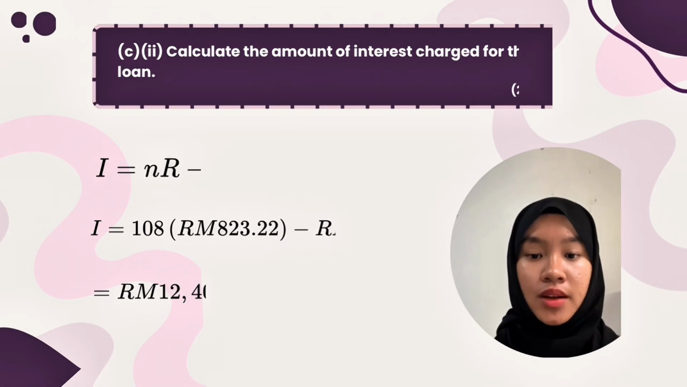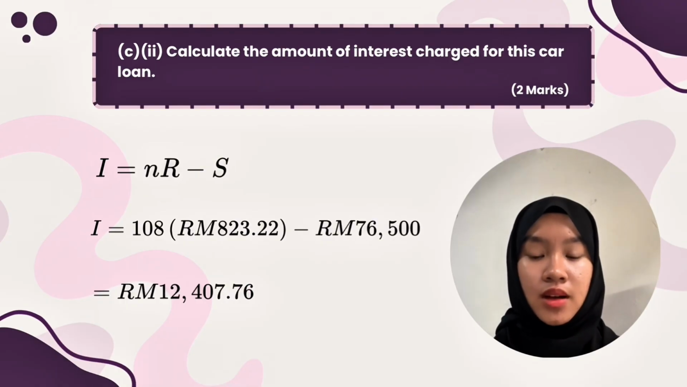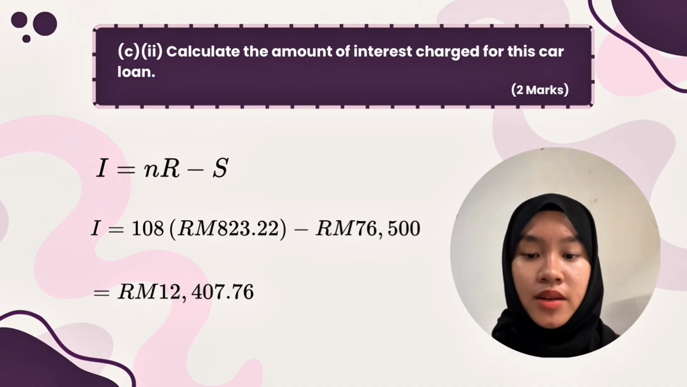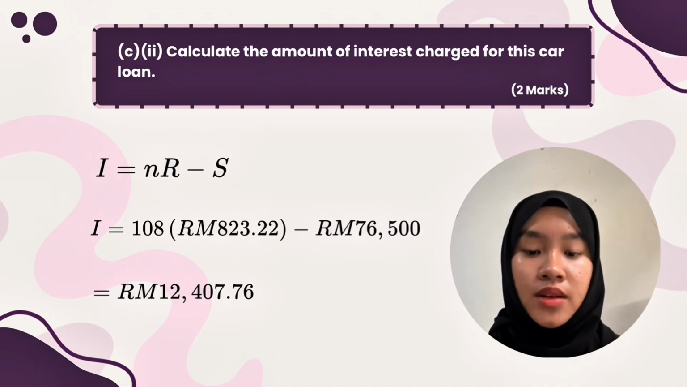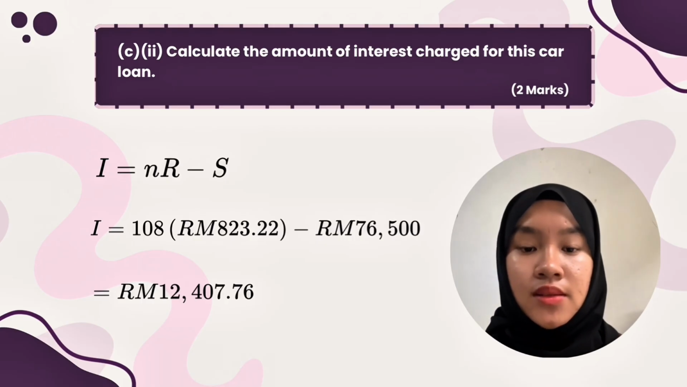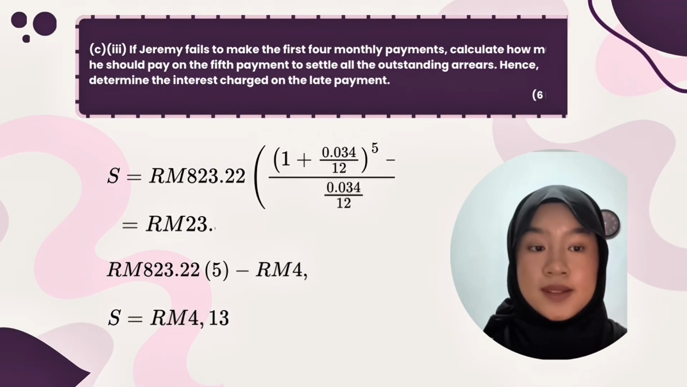Question C2. Calculate the amount of interest charged for this car loan. I use the interest earned formula. I equals 108 times 823 ringgit 22 cents minus 76,500 ringgit, and the answer is 12,407 ringgit 76 cents.